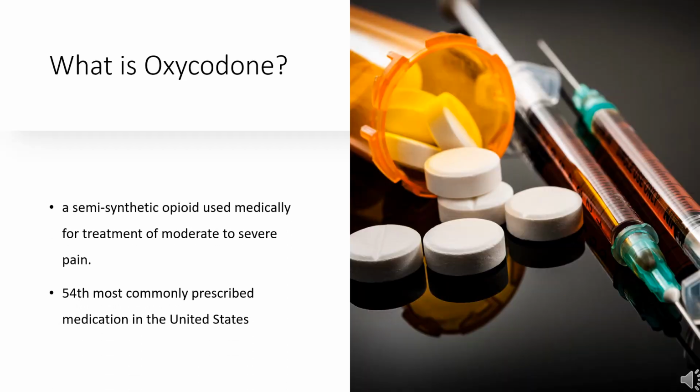What is oxycodone? Oxycodone, sold under various brand names such as Roxicodone and OxyContin, is a semisynthetic opioid used medically for treatment of moderate to severe pain. It is highly addictive and is a commonly abused drug. It is usually taken by mouth, and is available in immediate release and controlled release formulations. It is on the World Health Organization's list of essential medicines. In 2020, it was the 54th most commonly prescribed medication in the United States, with more than 12 million prescriptions.